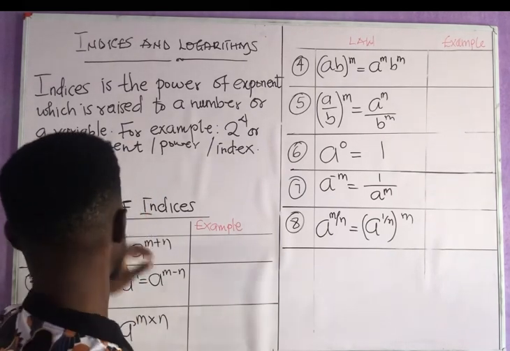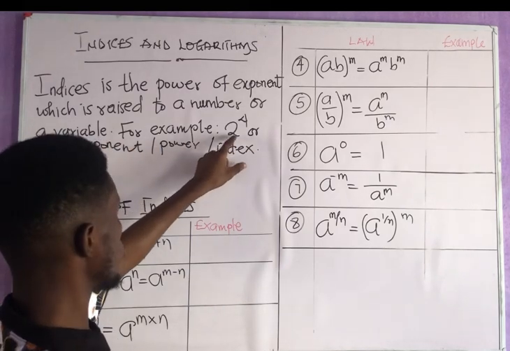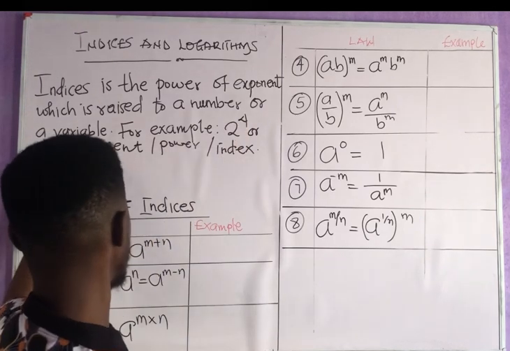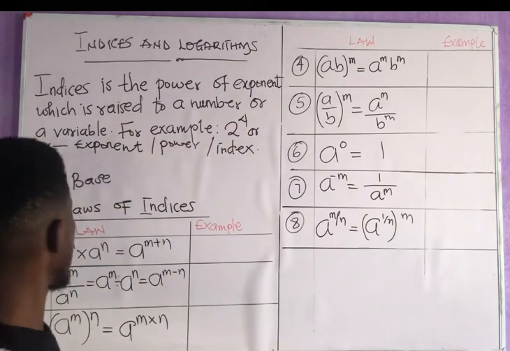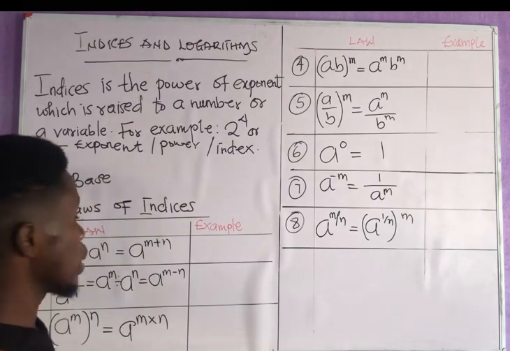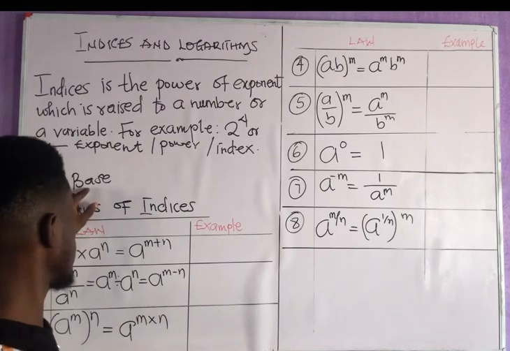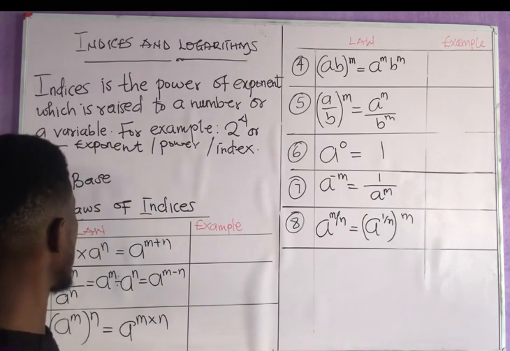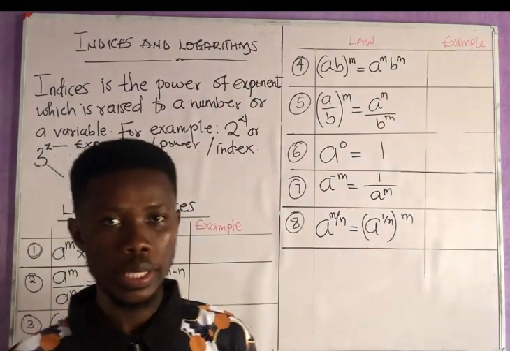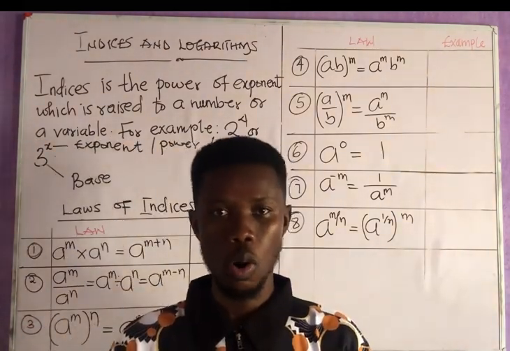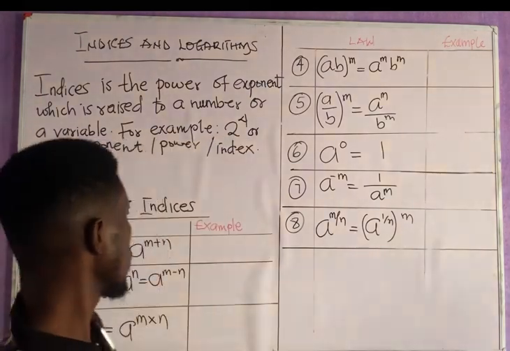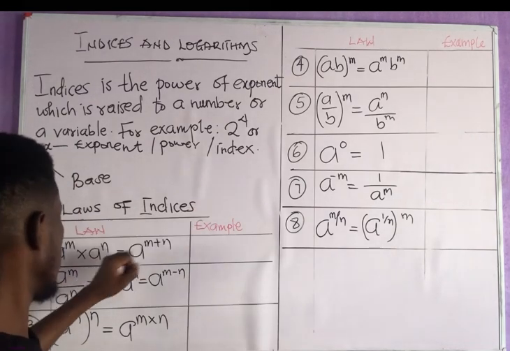So, if you look at an example here, if I have 2 to the power 4 or 3 to the power x, this 2 is raising the power 4. This 3 is raising the power x. And what is here is called the exponent, power or index. And the 3 here is called the base. So anytime you see something in this form, where you have a base and an exponent, index or power, we call that indices.